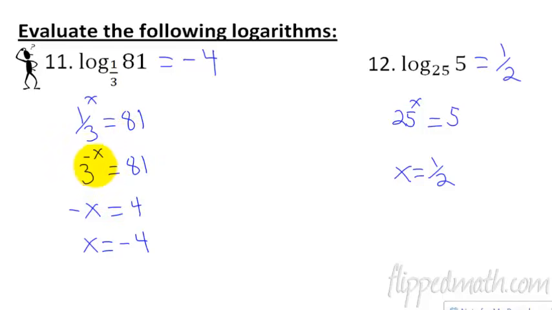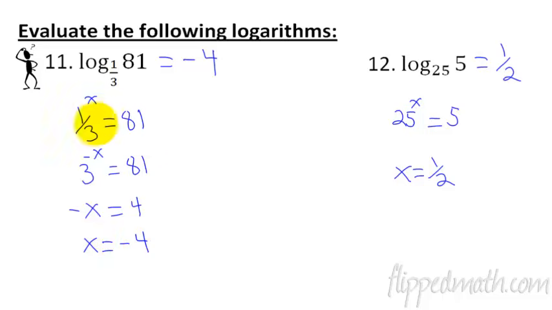So this exponent up here would have to become a 4 in order to get 3 to 81. 3 raised to the 4th is 81. So what I'm going to do is say this entire exponent, -x, is going to be 4. That's what this next line shows. And then therefore, solve for x, and it would be -4.